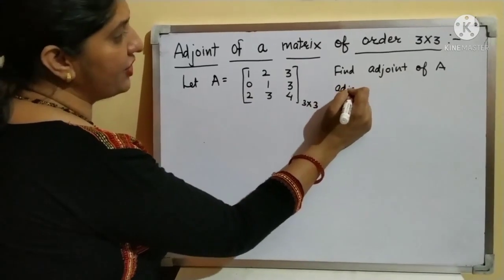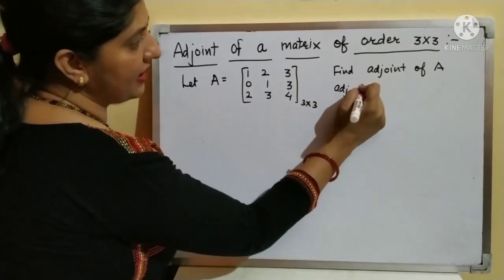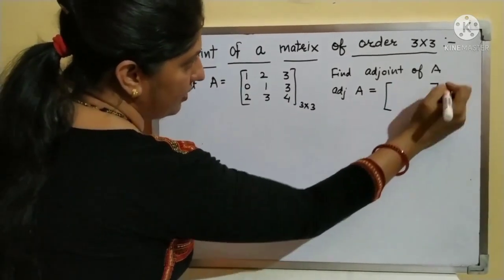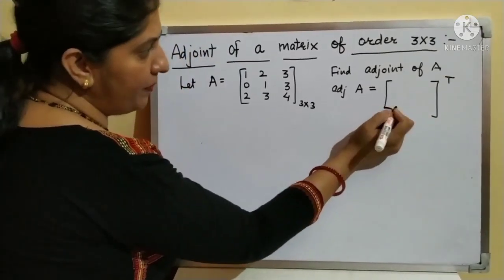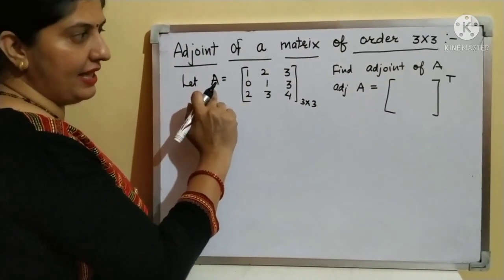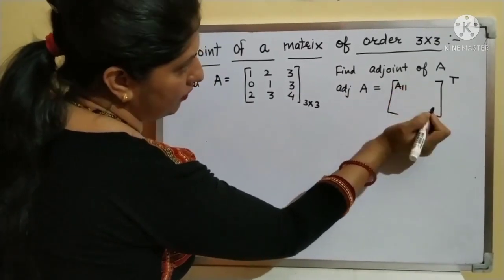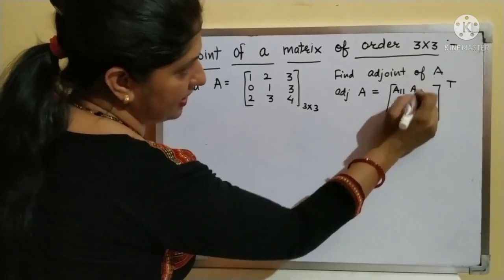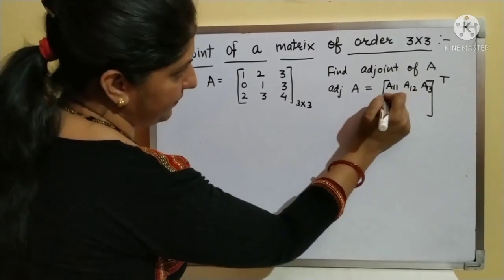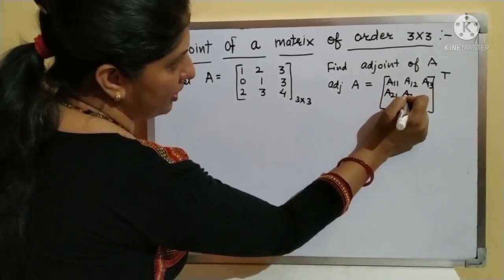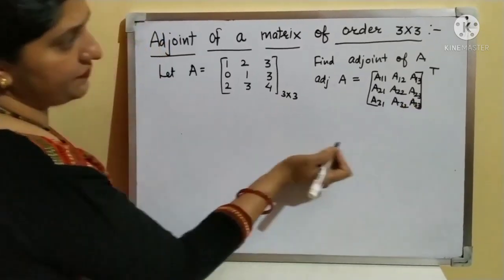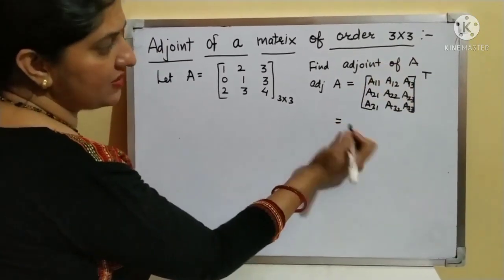We know the definition of the adjoint of a matrix A: we have to take the transpose of the matrix formed by cofactors of all elements of the matrix A. So, we have to find a matrix formed by cofactors of the given matrix A: A11, A12, A13, A21, A22, A23, A31, A32, A33. We have to take the transpose of this matrix.